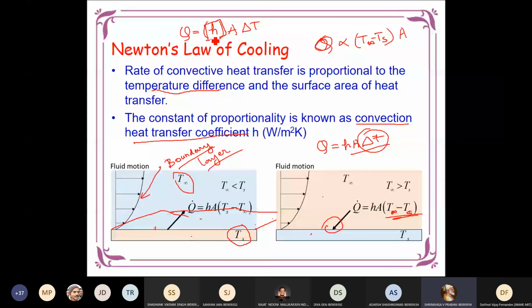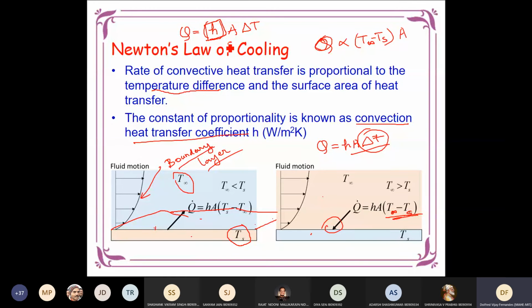All experiments, no theory. Okay, we don't derive an equation; we will obtain an equation from the experimental data. So we use a relation to obtain the H value from the experimental data. That means we have to conduct many experiments, and from those experiments we can estimate the H value.